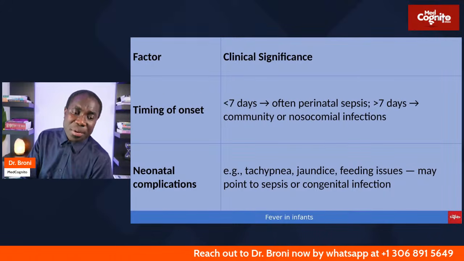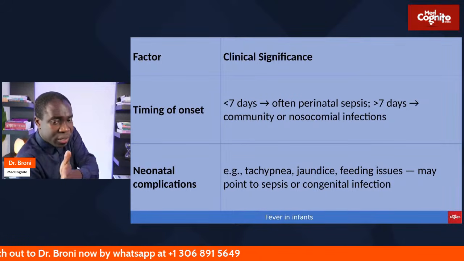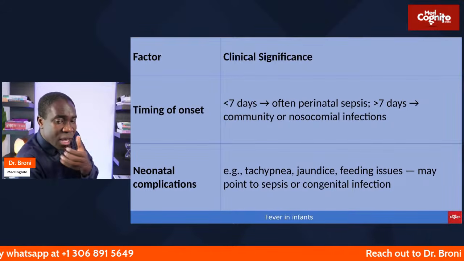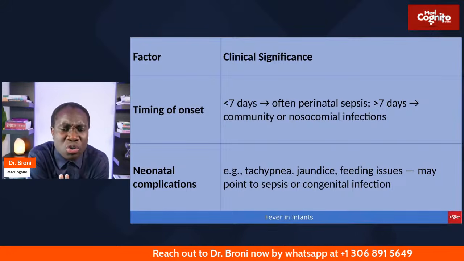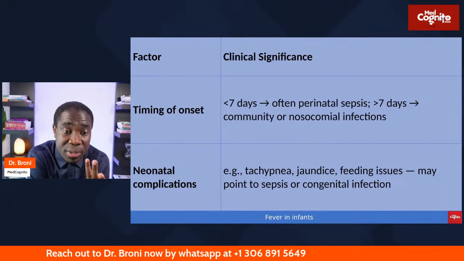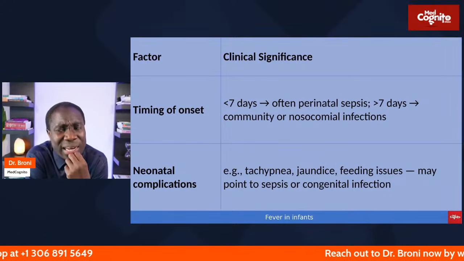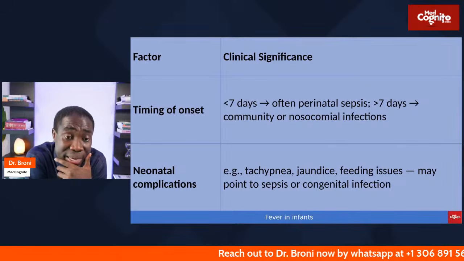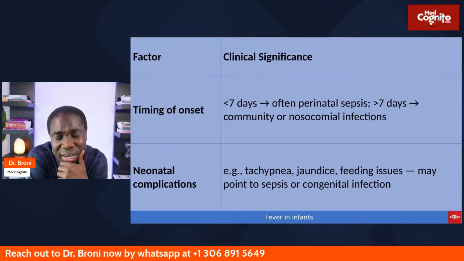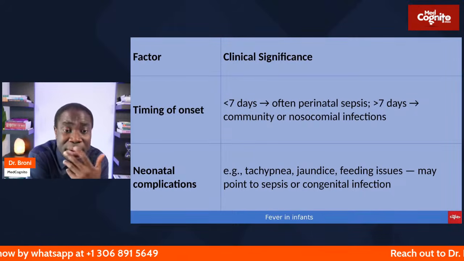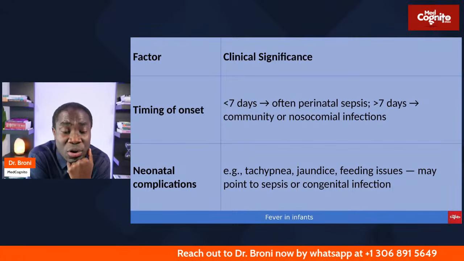Now, what about the timing of onset? If the fever starts less than 7 days of age, often it's as a result of perinatal sepsis. If the fever starts after 7 days of birth, it's as a result of community or nosocomial infections. Maybe they picked the infection from the hospital, or they picked it up in the community when they went home. Because usually in Canada, unless there was a complication in the delivery and the child needs to be in the NICU, or the mother needs to stay in the hospital for some time, usually within 24 to 48 hours the mother is sent home after the initial metabolic workup and the ear testing and all those things are done, right?